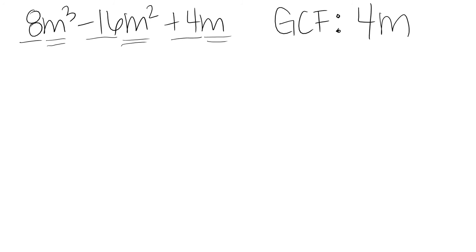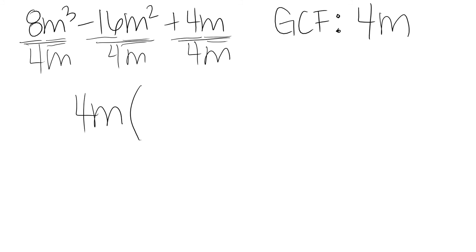So now what I can do is divide each of these by 4m. Okay, so the GCF needs to go out front. We're factoring it to be out front, and now inside the parentheses is what's going to be left after I divide. So 8 divided by 4 would be 2, and then I've got 3 m's and I'm taking away 1 m, so that would leave me with m squared.